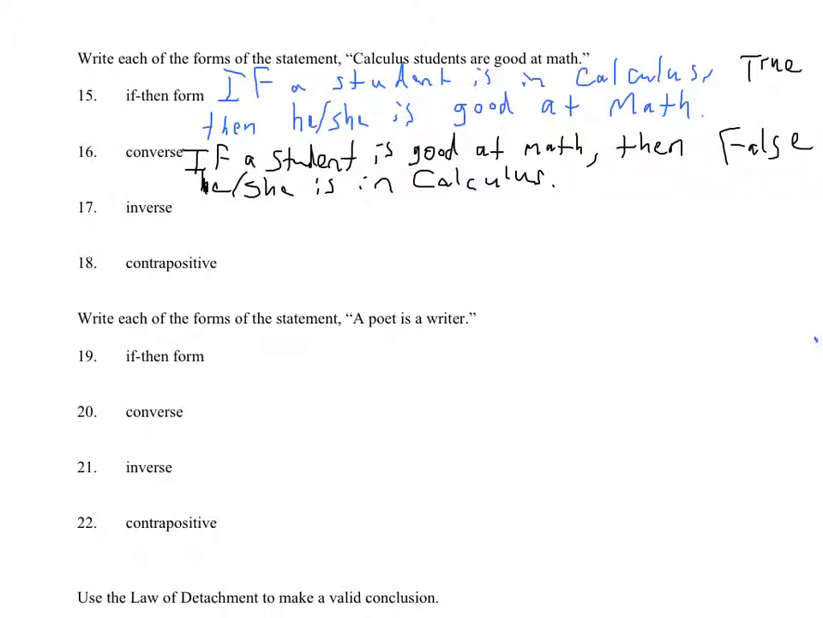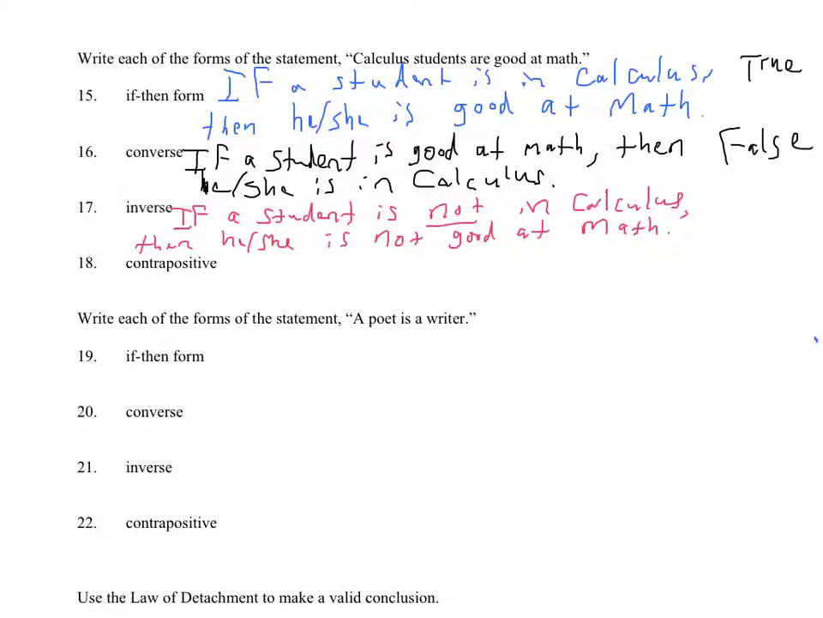Alright, the inverse is going to keep the hypothesis and conclusion in the same order as the if-then. If-then, inverse, they both begin with the same type of sound. So it's going to be, if a student's good at calculus, then he or she's good at math, but with the inverse we're going to add negation. So if a student is not good at calculus, then he or she is not good at math. That's the inverse, and it will always mean the same thing as the converse. So if the converse is false, the inverse is basically saying the same meaning, so that's going to be false also.